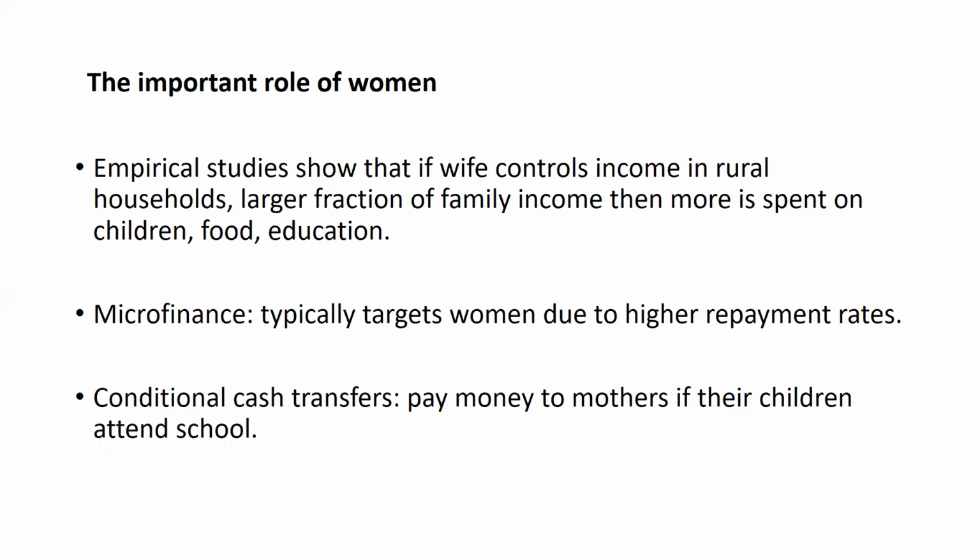Also, there are some studies that show that when these programs are targeted at women, for example, if the woman in the household is in charge of the income in rural households, a larger fraction of income is spent on children, food, education, and so on. And so it has more beneficial effects in the community. There are also microfinance programs that typically have been targeted to women because they have higher repayment rates. And there are also conditional cash transfers where you pay money to mothers if their children attend school. These types of programs have been a lot more successful than programs that target men.